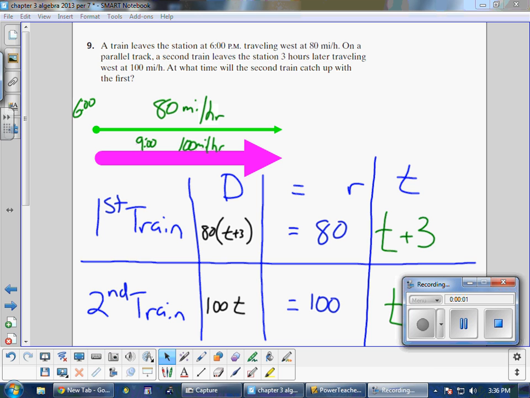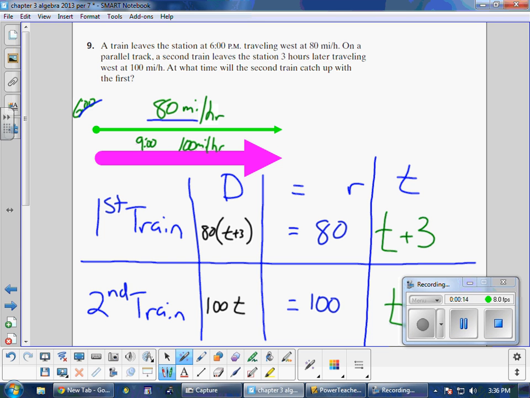Hey, welcome. We're doing number 9 on page 287. A train leaves the station at 6 p.m. So we have our starting time, 6 p.m. And it travels 80 miles per hour. It travels west. Sorry for the arrows going the wrong way.